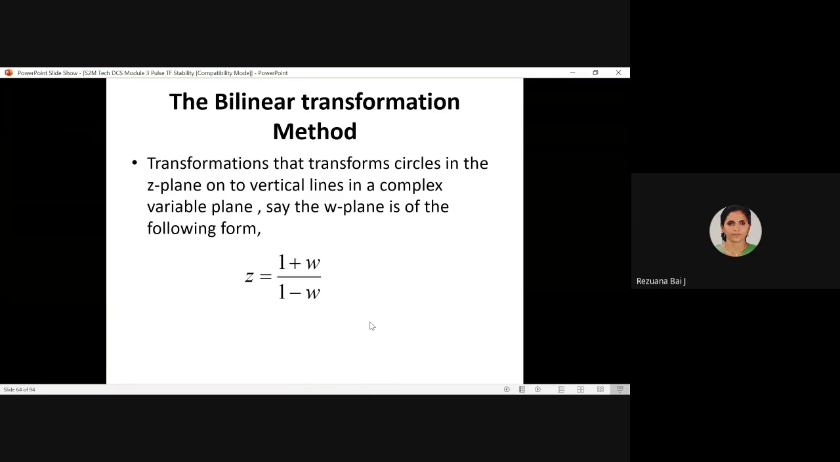The transformation transforms the circles in the Z plane onto a vertical line in a complex plane, the W plane. Take the unit circle, so whenever you have z as 1, that is a transformation on the unit circle. What will be the value of w? w will be 0, isn't it? So w is a real value in the S domain, and it is going to be on the imaginary axis.